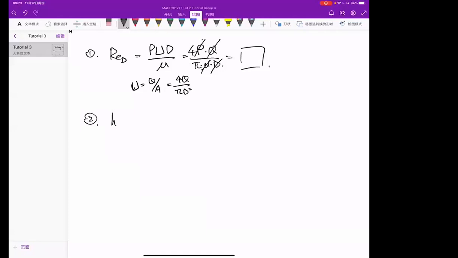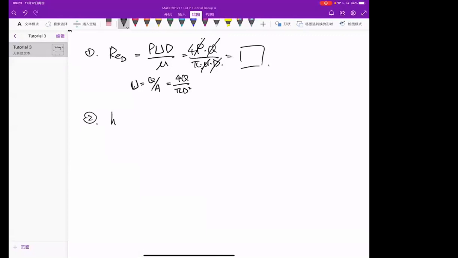The next one is about the flow direction, up or down. Since B has a higher potential energy and also a higher pressure, there's no doubt the flow is from B to A. And then the third one is about the head loss. So head loss is given by this equation. This one is pretty simple.